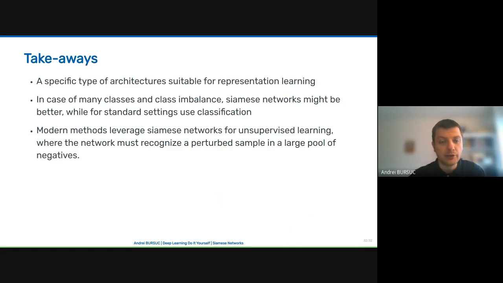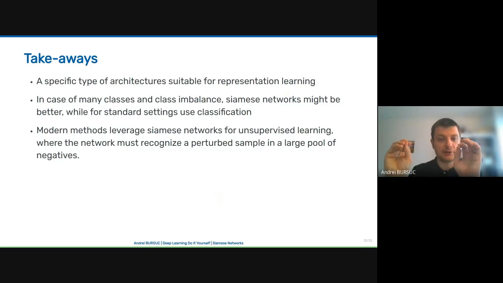It's also an important area because in the past 2 years, many modern methods leverage Siamese networks for unsupervised learning. Since we don't have the labels of the images, they invented a task that works like a contrastive loss. They take one image and apply strong data augmentation on it, so we now have 2 images, and you have a lot of other images from the dataset.